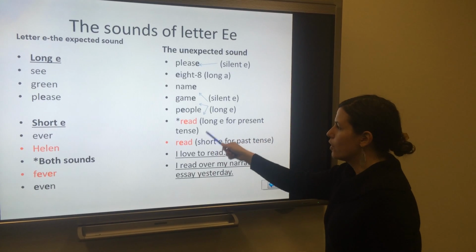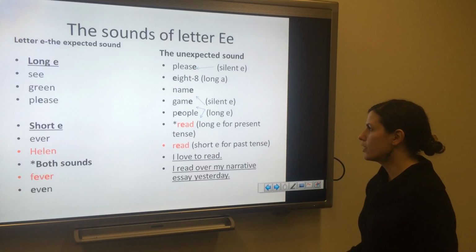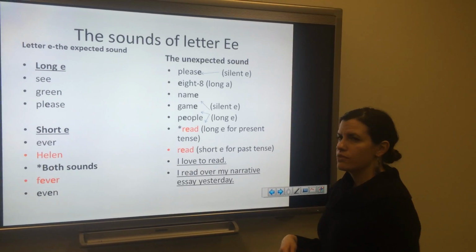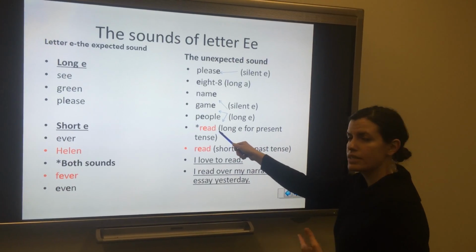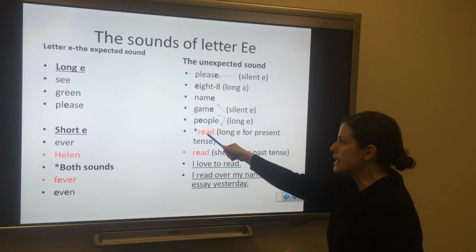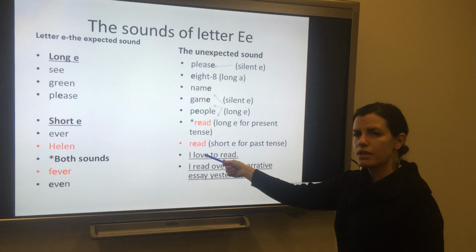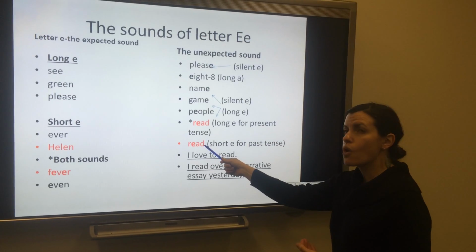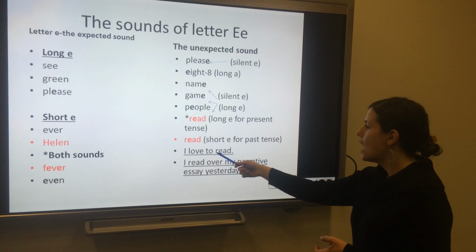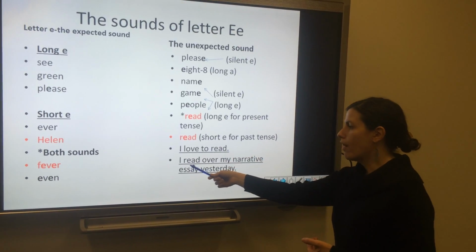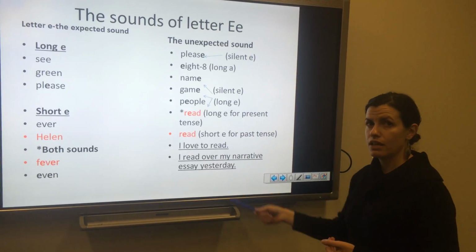I put the word read here again because it's really a tricky word. It makes both sounds depending on the tense that you're using. If you say the word read, present tense verb, we say the long E, read. But if you are using this word in past tense, it's pronounced red, like the color. So we can have the sentence, I love to read, or I read over my narrative essay yesterday.